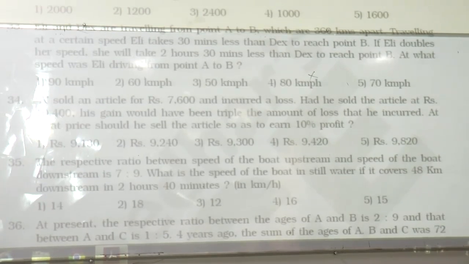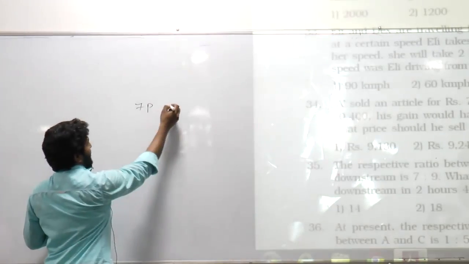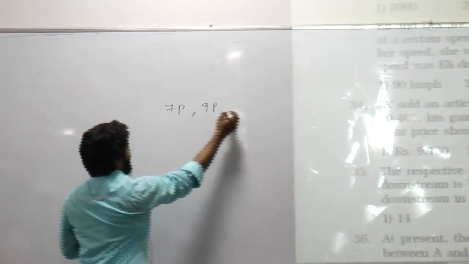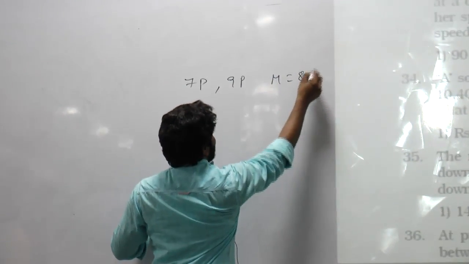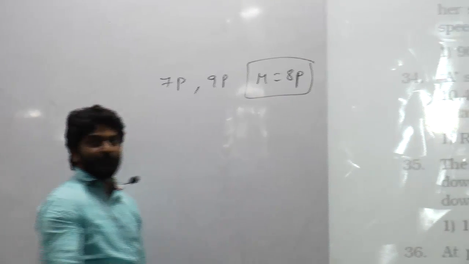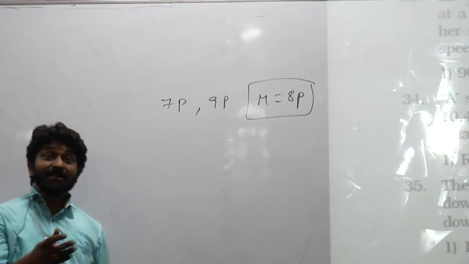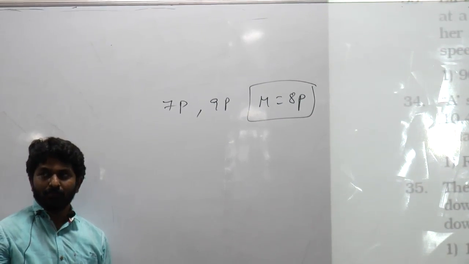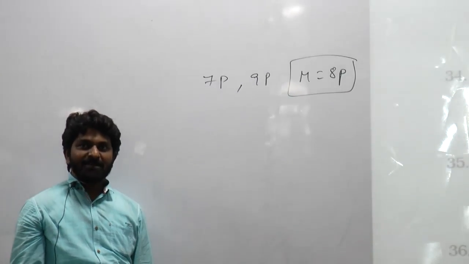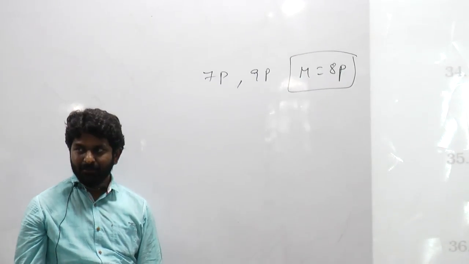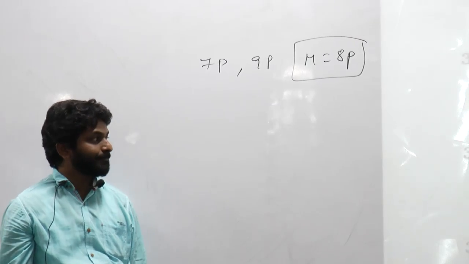Let's see. Upstream speed is 7 parts. Downstream speed is 9 parts. Man speed becomes 8 parts. Man speed is equal to downstream plus upstream by 2, which is 8 parts.